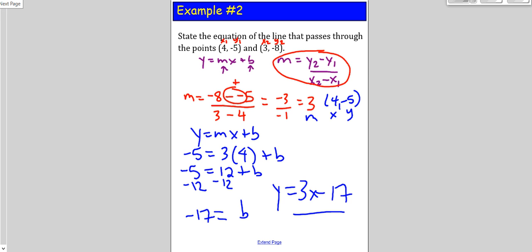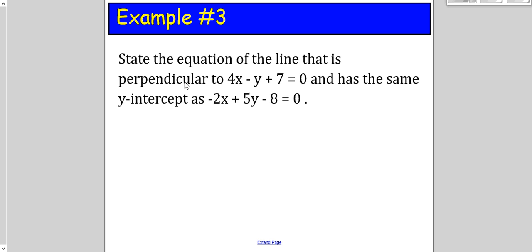Lots of slope. Okay, state the equation of a line that's perpendicular to this line and has the same y-intercept as this line. Whew, baby. Okay, this isn't as bad as it looks. So perpendicular, remember, means negative reciprocal. The slopes are negative reciprocal. So I need to figure out my slope of this line.